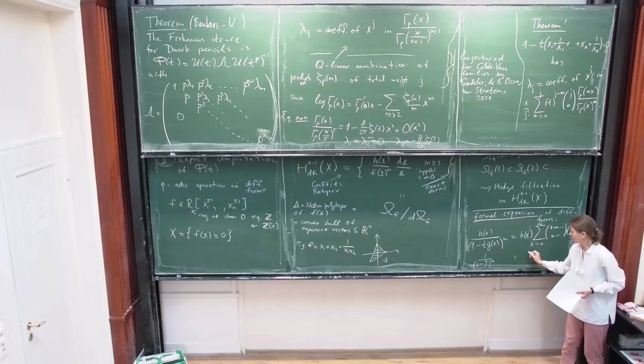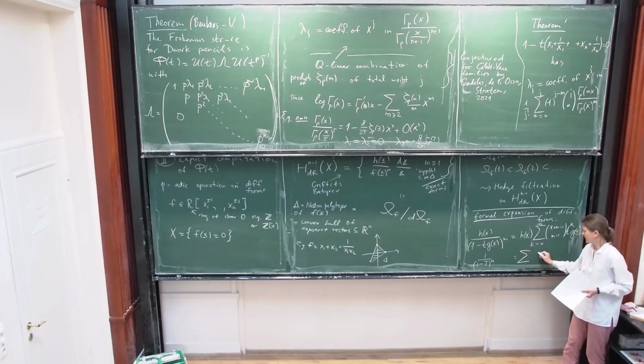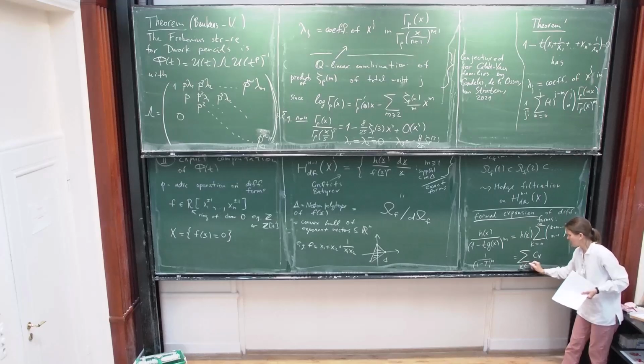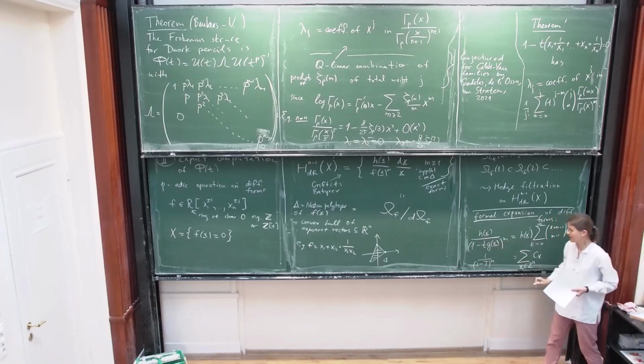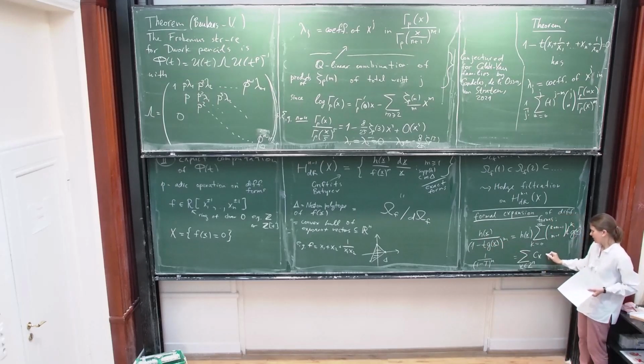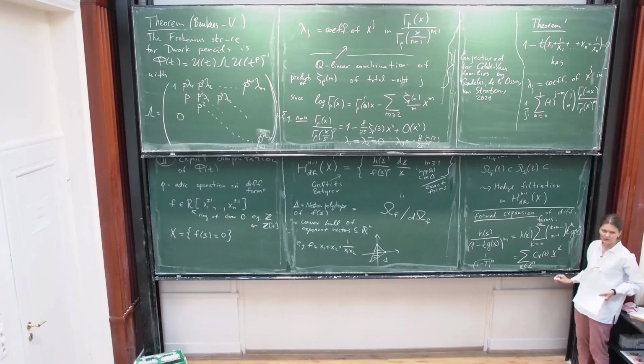So there will be a formal expansion of the form sum over vectors in Z to the n. Assume we are in n dimensions, n variables x, depending on t times x to the v. This is the product, x1 to the v1, x2 to the v2, and so on.